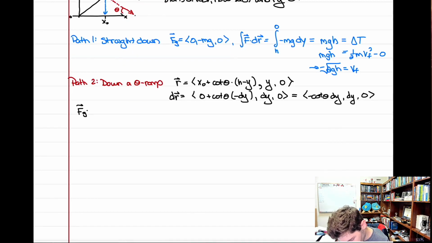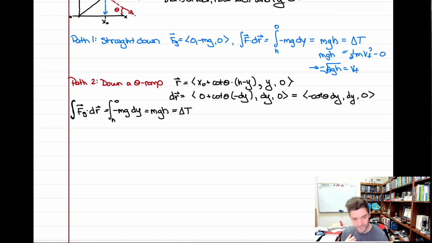All that x stuff actually doesn't end up mattering that much, because when I calculate the total work, I take this dot product. Since gravity only has the second component non-zero, this again looks like just negative mg dy integral from h to 0. And again, you get the same answer, mgh, which then equals delta t.